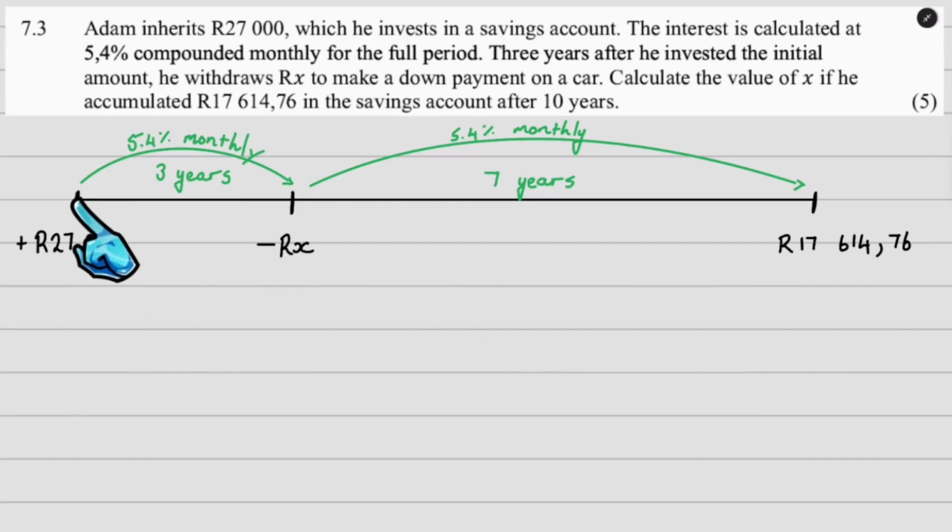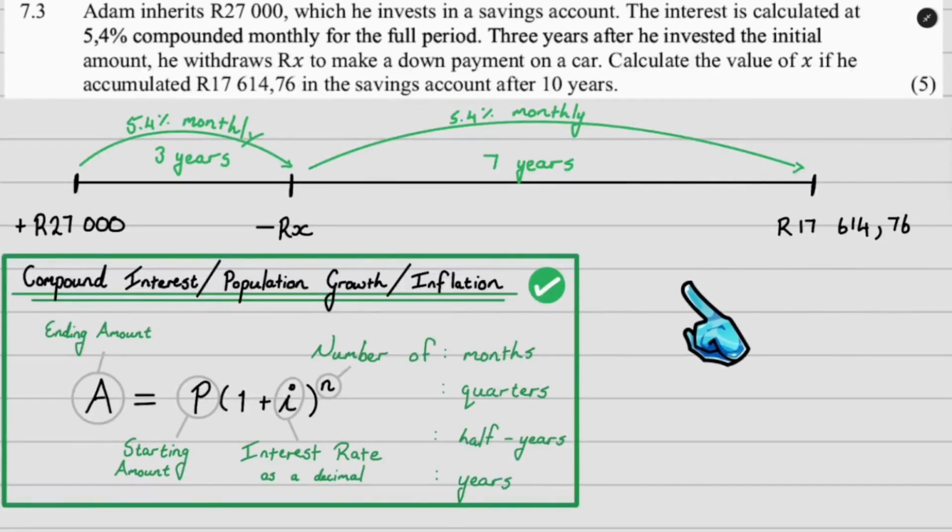So what I'm going to do is my compound interest to see how much money was here before he made the withdrawal. So let's grab the compound interest formula. Okay, compound interest, very similar to the formula we saw in the last question, except it's got a plus here because it's gaining interest. So I'm looking for the ending amount after 3 years. So this A is going to stay here.